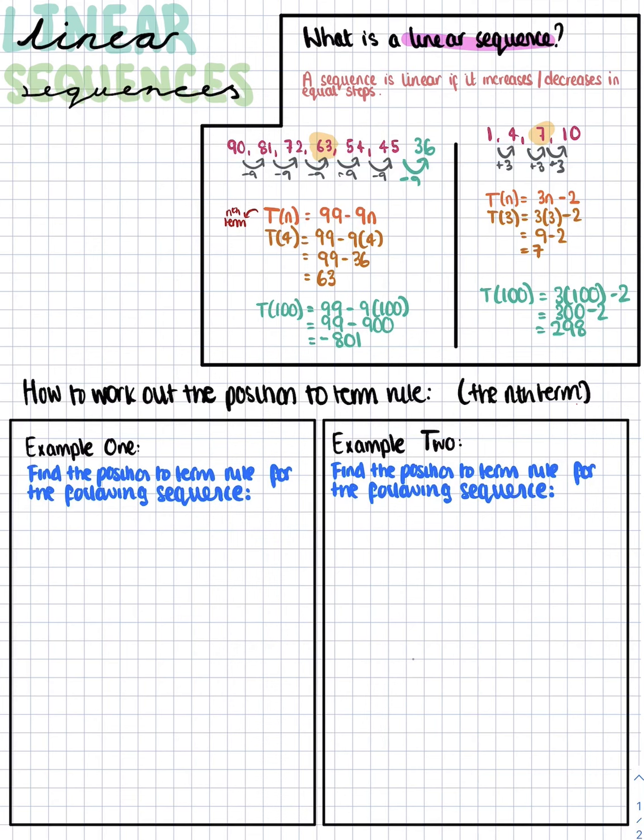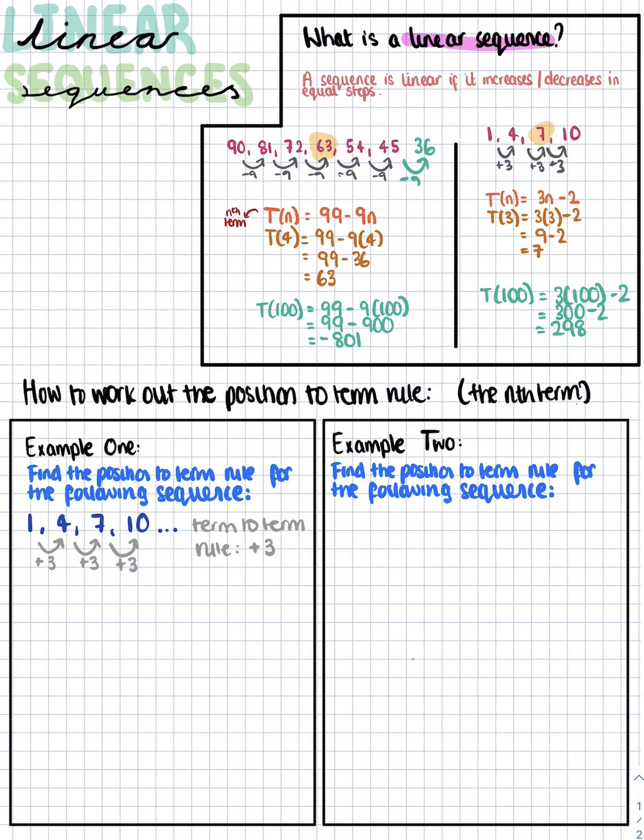If we have a sequence where the first 4 terms are 1, 4, 7, and 10, the first thing we need to do is check that this is linear. And to do that, you may need to work out the term-to-term rule. The term-to-term rule is just the rule that takes us from one term to the next. So in this case, to get from 1 to 4, we're adding 3. And then to get from 4 to 7, we're adding 3. And then again, to get from 7 to 10, we're adding 3. It's really important that this term-to-term rule is consistent throughout the whole sequence, so we know it's linear.